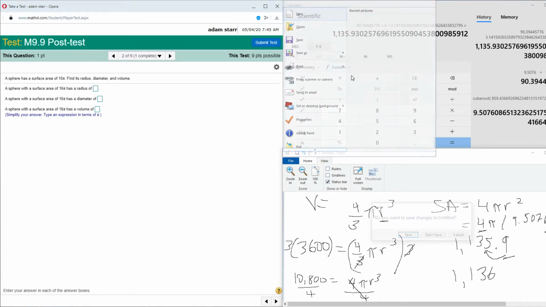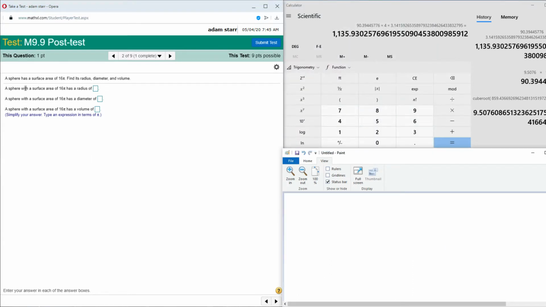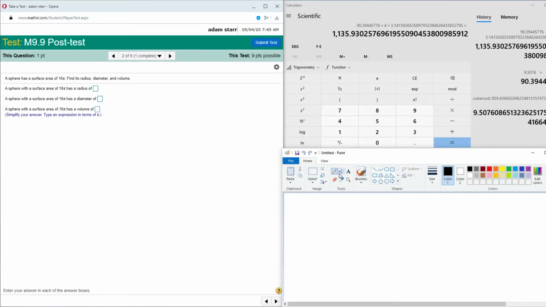Okay, next question is, we have a sphere with a surface area of 16 pi, and we need to find its radius, diameter, and volume. So we have a sphere, and we know the surface area of it. Surface area of a sphere is 4 pi r squared. That's the formula, and it's giving us what the surface area is. So it's saying this is 16 pi.